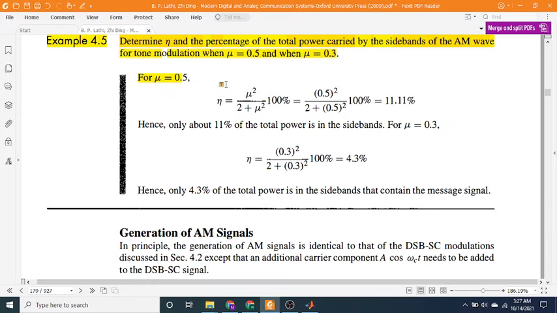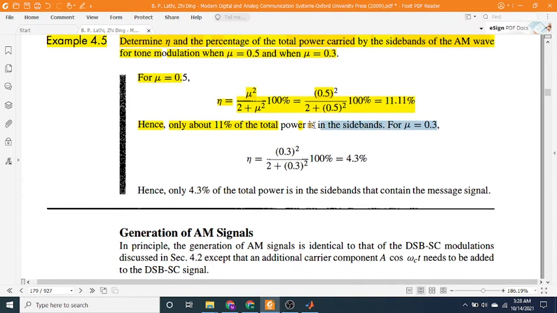For μ equals 0.5, η equals μ² over (2 plus μ²) times 100%, which equals 0.5² over (2 plus 0.5²) times 100%, which equals 11%. Hence, only about 11% of the total power is in the sidebands.